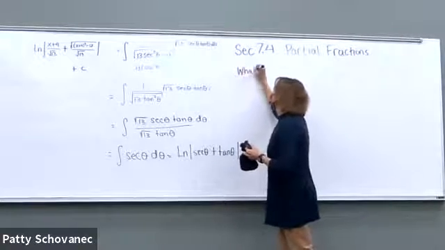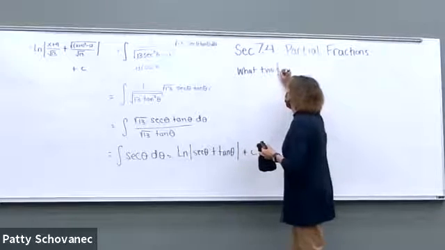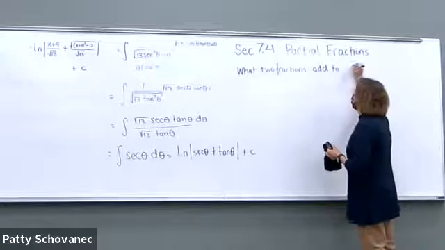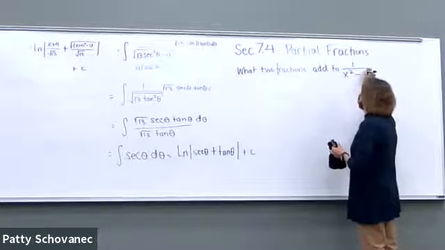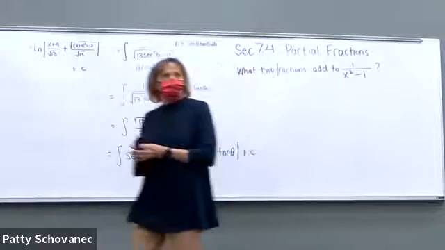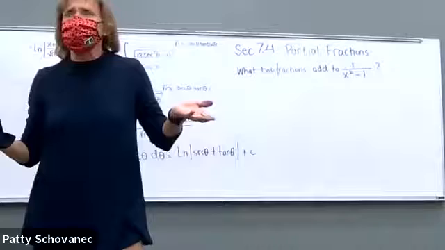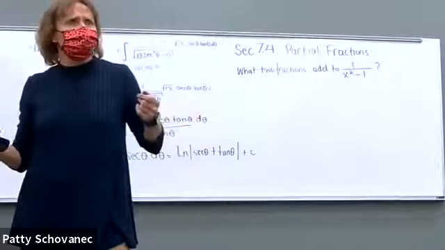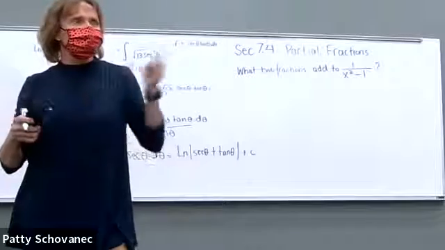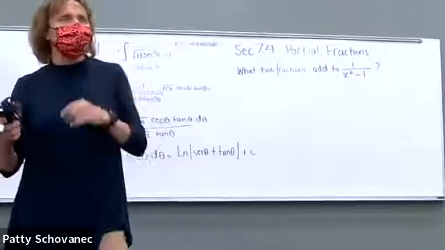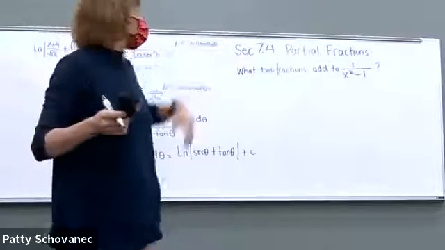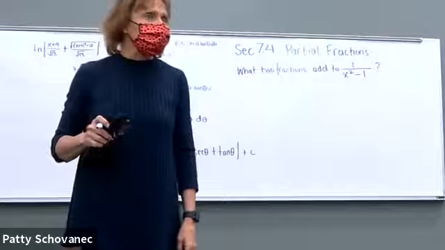So let two fractions add to 1 over x squared minus 1. I wonder if there's a lot of different fractions that would add to 5/12ths. Sure. 1/12 plus 4/12ths, 2/12 plus 3/12ths, and so on. We get a lot of fractions that add to 5/12. Just find me any two fractions that add to 1 over x squared minus 1.